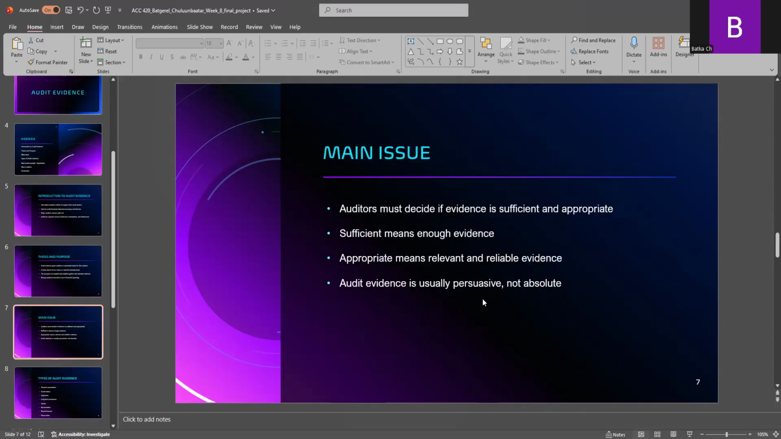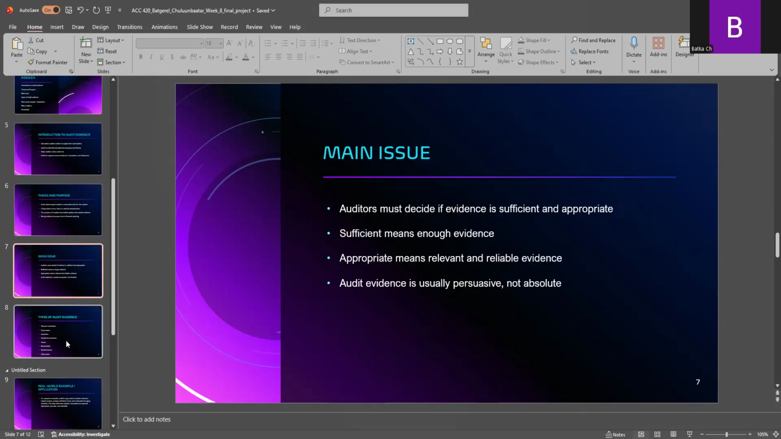The main issue with the audit evidence is deciding whether the evidence is sufficient and appropriate. Sufficient means the auditor has strong and enough evidence. And the audit evidence has to be relevant and then reliable. But since the auditors usually don't check every transaction, they must use professional judgment to decide if the evidence is strong enough. So that could be an issue.